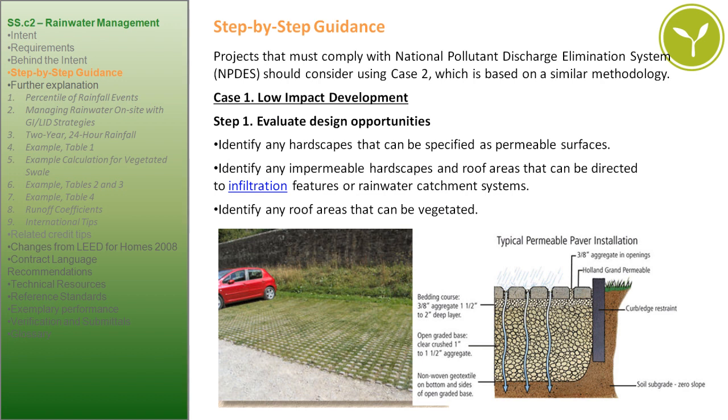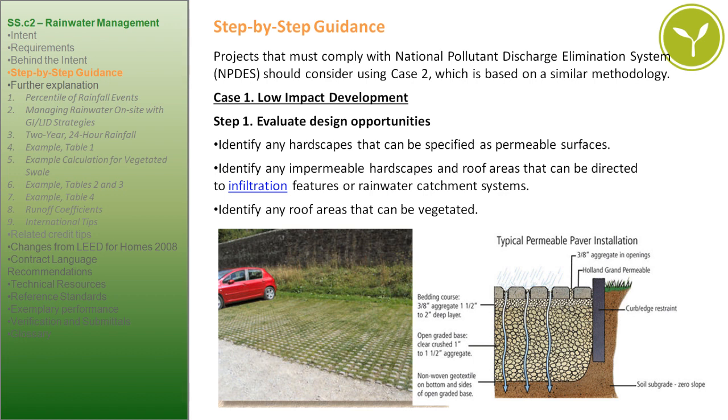Step-by-step guidance. Projects that must comply with National Pollutant Discharge Elimination System, or NPDES, should consider using Case number 2, which is based on a similar methodology. Case 1. Low impact development. Step 1. Evaluate design opportunities. Identify any hardscapes that can be specified as permeable surfaces. Identify any impermeable hardscapes and roof areas that can be directed to infiltration features or rainwater catchment systems.